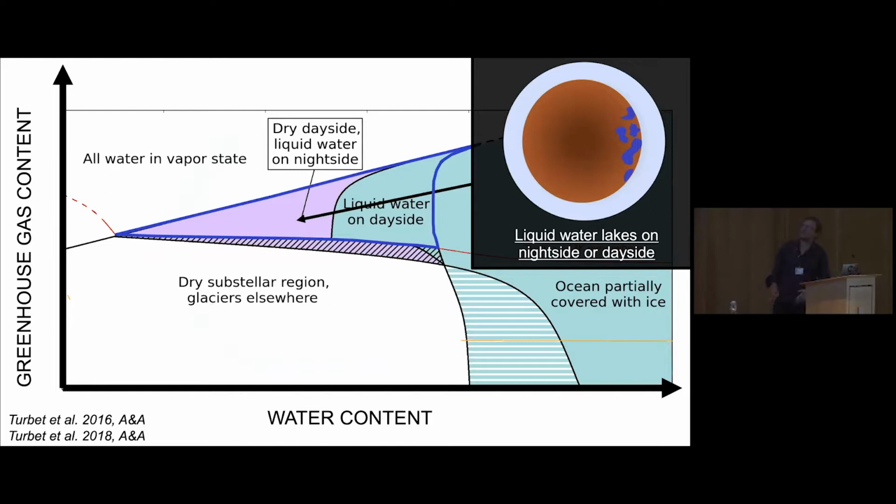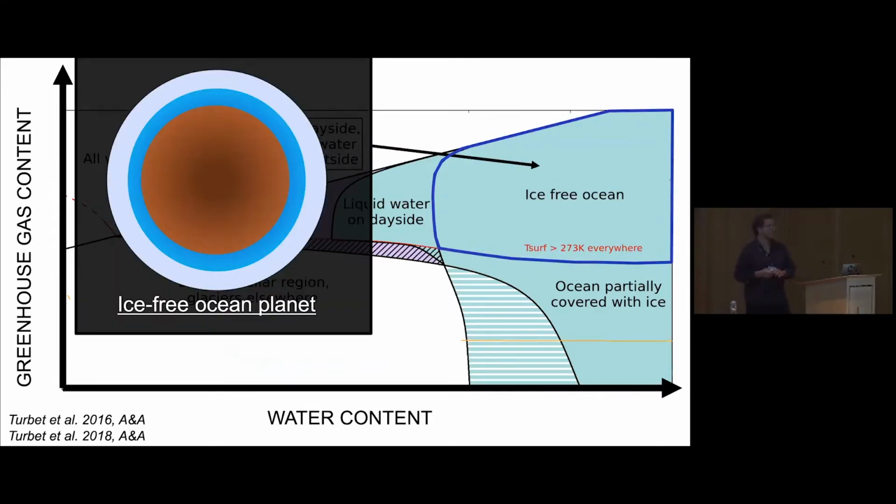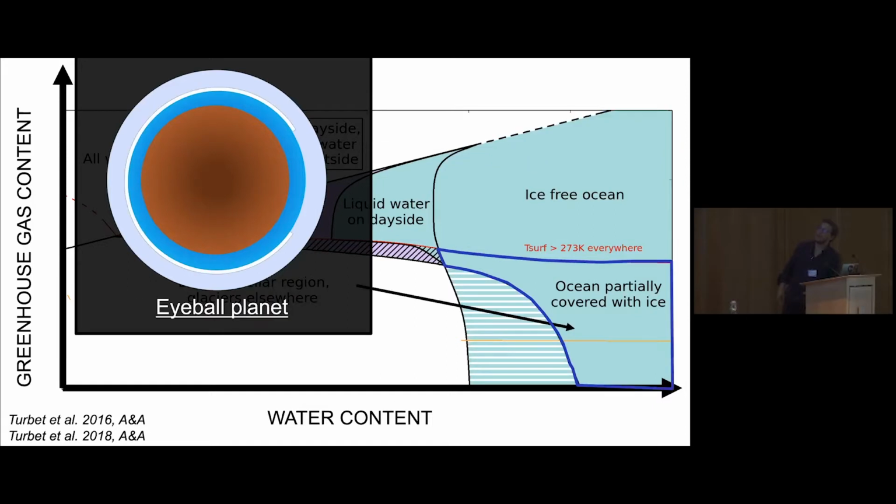If you go now to much larger water content, so on the right part of the diagram, by large water content, I mean large enough that you can start to cover entirely your planet with water, then depending on the amount of greenhouse gas you have in the atmosphere, you would expect to be either in a case of ice-free ocean, so planet completely covered by ocean, or what we call an eyeball planet. And this was actually the result of GCM simulations.